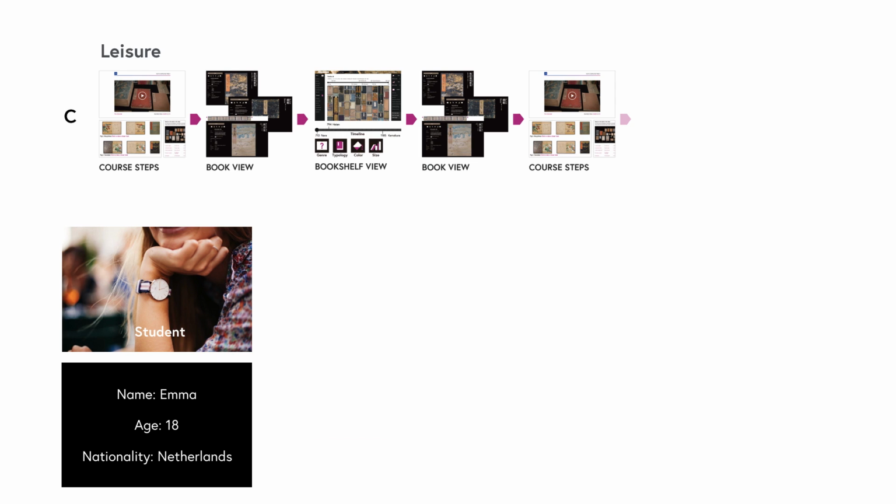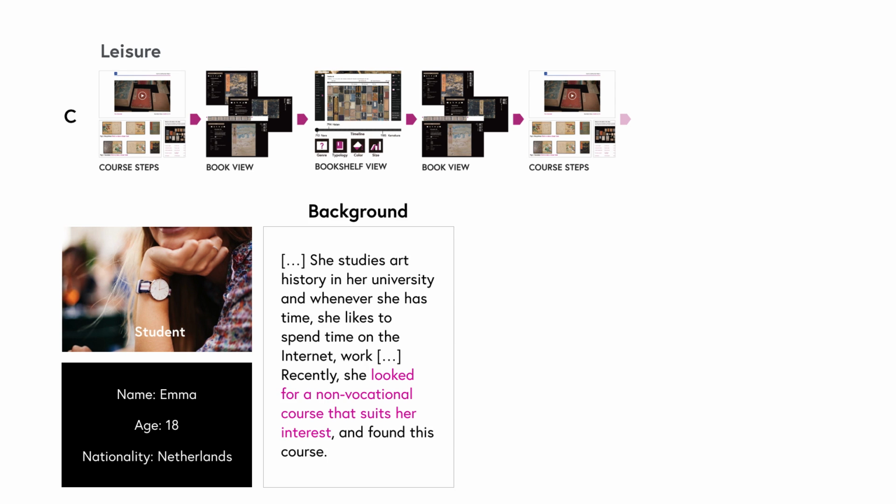Emma is an 18-year-old university student who studies art history. Although she does not speak Japanese and has never been to Japan before, she was interested in the traditional Japanese art forms and decided to take this course to cultivate a better understanding of Japanese art through books.